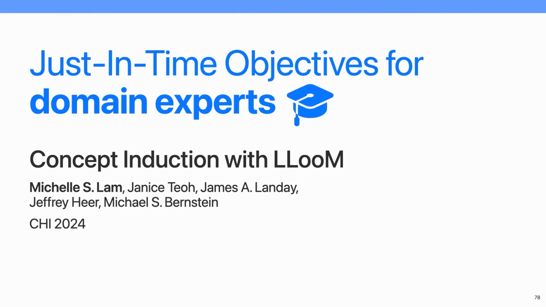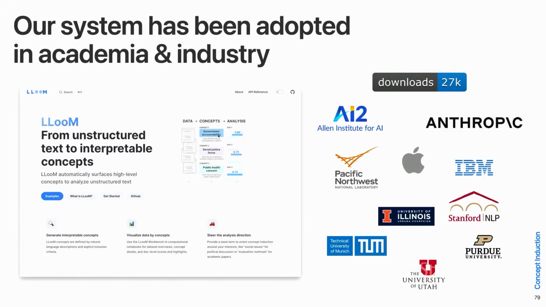Just-in-time objectives are also relevant to tasks that we might not think of as involving personal taste, like analyzing data. But I think one evidence of this is that we developed and open sourced a system as a Python package, and it's been adopted by a number of researchers in academia and industry. And I think there's appetite for text analysis that is steerable and interpretable by design.